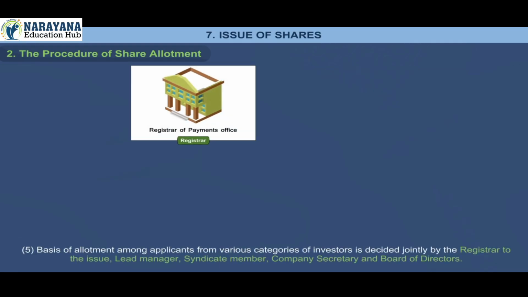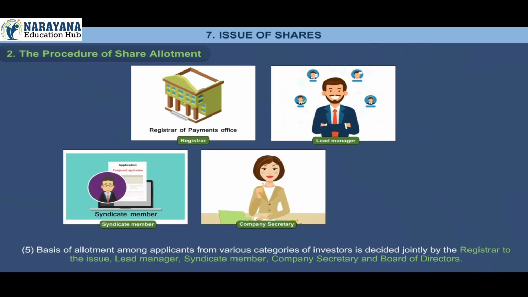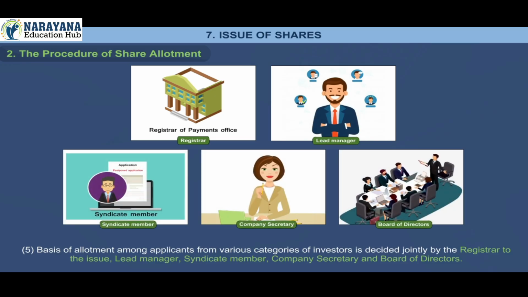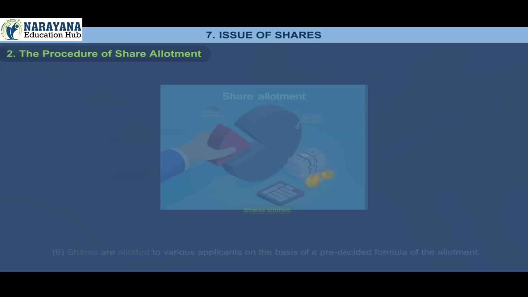5. Basis of allotment among applicants from various categories of investors is decided jointly by the registrar to the issue, lead manager, syndicate member, company secretary and board of directors. 6. Shares are allotted to various applicants on the basis of a pre-decided formula of allotment.